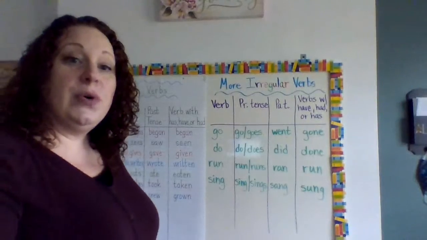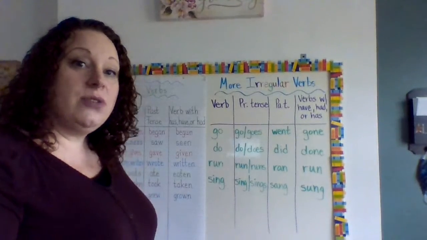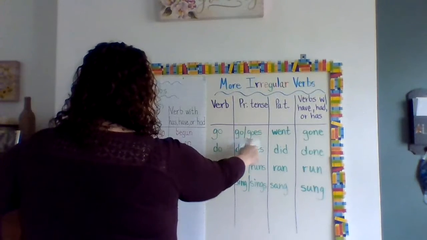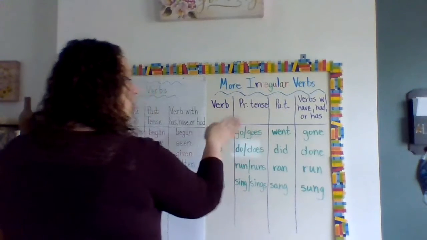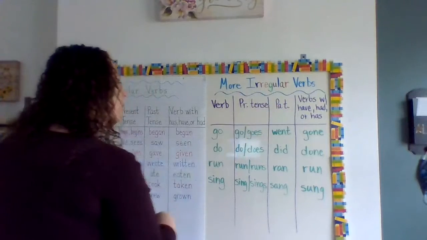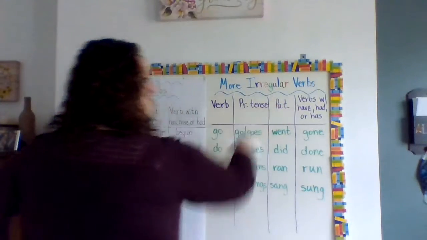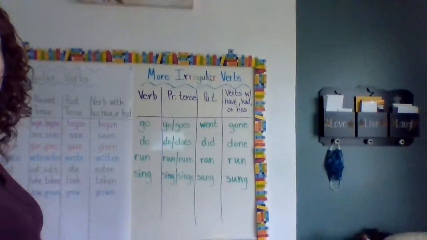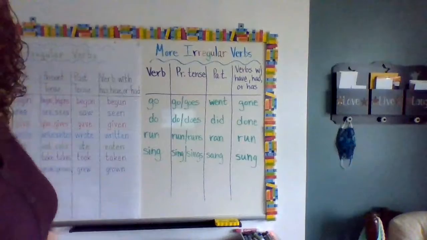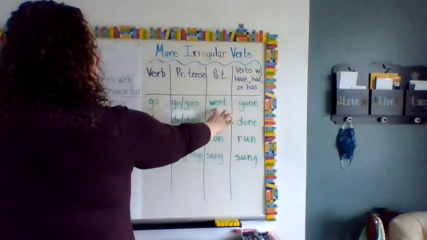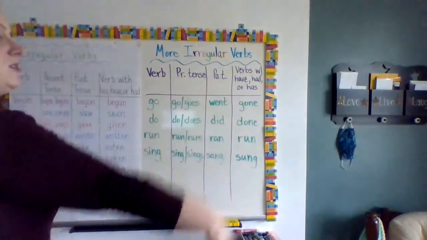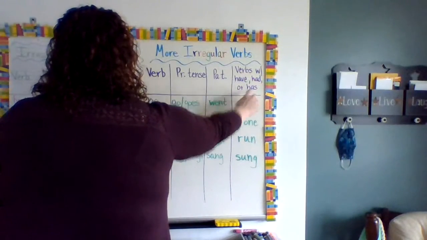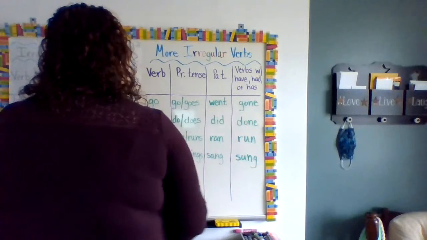Okay, so if you're on page 89, you'll see this nice little chart. So we have the verb go. Present tense would be go or goes. She goes to the store. Past tense, and I just abbreviated for lack of room up here. I'm sorry, I guess I should turn my screen so you can see. Sorry about that. Past tense would be went. She went to the store. And then your verbs with have, had, or has before it would be gone.